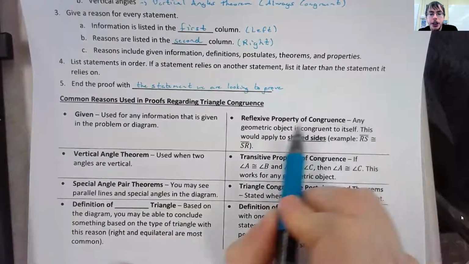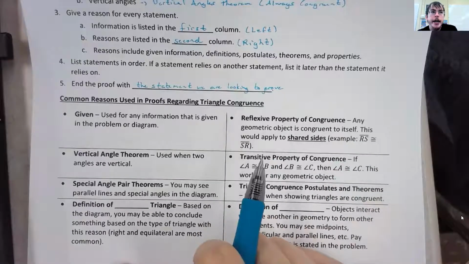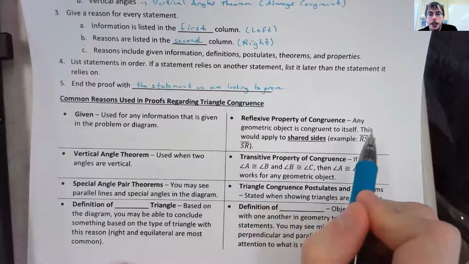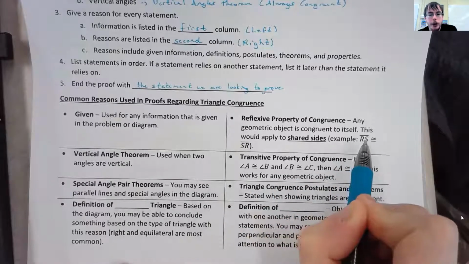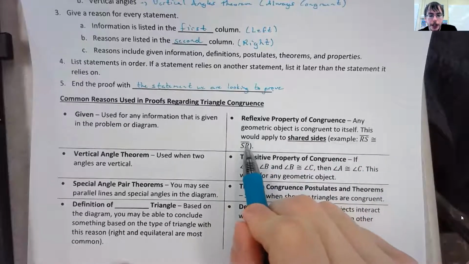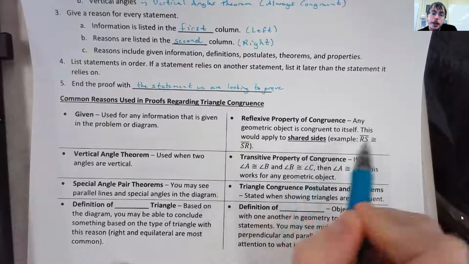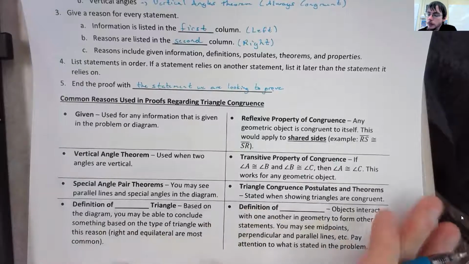Next up, the reflexive property of congruence. This is any geometric object being congruent to itself, okay? Any angle is congruent to itself. Any side is congruent to itself. So for example, this would apply to shared sides. For example, line segment RS is congruent to line segment SR. Those would be the same line. Even though it's a different order, they would still be the same object, so they would be congruent.